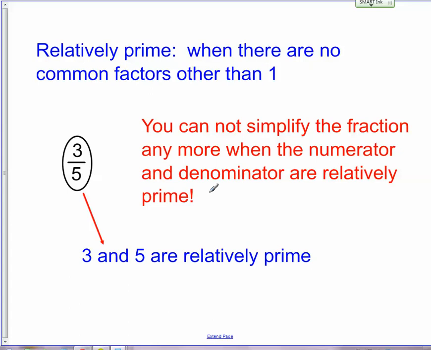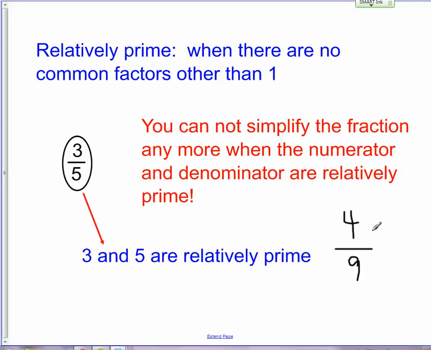Now, you don't have to have prime numbers to have them relatively prime. 4/9: 4 is not a prime number because it's even. It's got 2 times 2 and 1 times 4. 9 is not a prime number. I can multiply 1 times 9 and 3 times 3. But 4 and 9 have no common factors other than 1. So 4 and 9 are relatively prime.